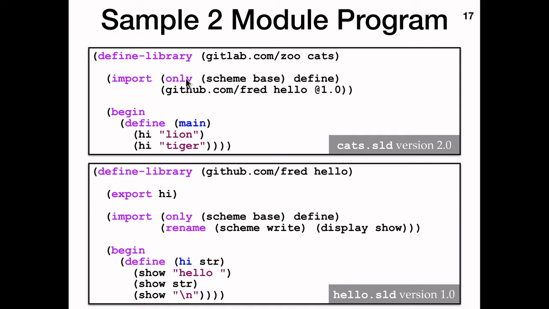So this is the cat module, and the hello module, what it does, it exports the I symbol. This gives access to the I symbol outside the library. It imports the define symbol from scheme base and display with the name show in the current context. Display is renamed to show from the scheme write, and it defines the I procedure in its body.